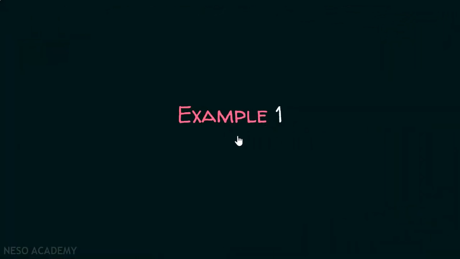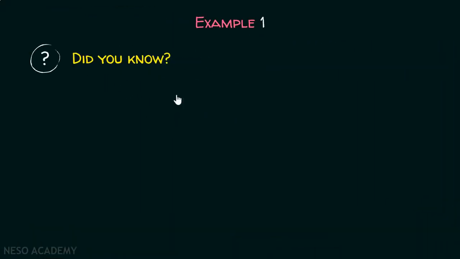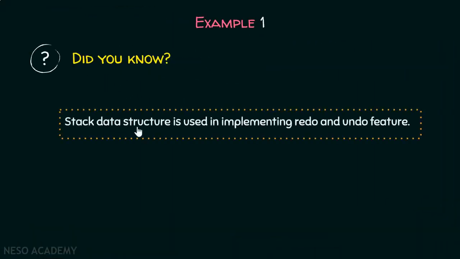Here is an example. Did you know that stack data structure is used in implementing redo and undo feature? You know, this is the famous feature which we are using many number of times in our applications, right? One such application is Google Docs or PowerPoint or Microsoft Word. Redo and undo feature is very famous. But did you know that stack data structure is used in implementing this feature? Let's see how.